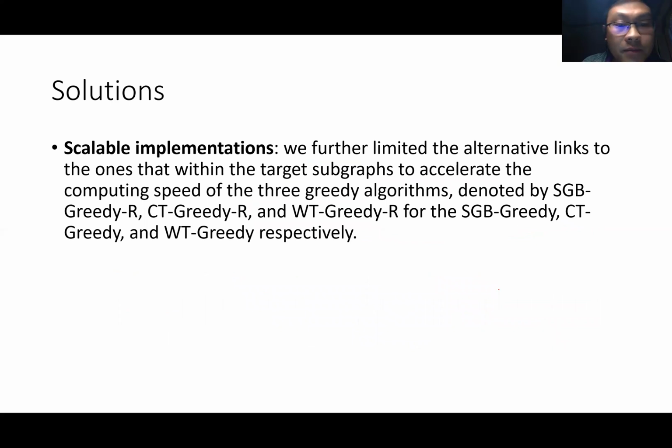Moreover, we do scalable implementations because in the previous three greedy algorithms, every non-target leak in the social network may be considered as a protector. This is a time-consuming process. So we further limited the alternative leaks to the ones that visit the target subgraphs to accelerate the computing speed of the three algorithms, denoted by SGB greedy R, CT greedy R, and WT greedy R for the previous three greedy algorithms, respectively.